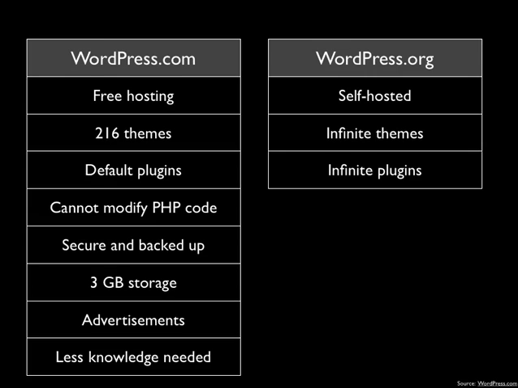With WordPress.org, you can install all different kinds of plugins. There are 20,000 free plugins out there that change the way the website works. Just like you would install extensions or plugins in your web browser, like Firefox or Chrome, you can do that with WordPress.